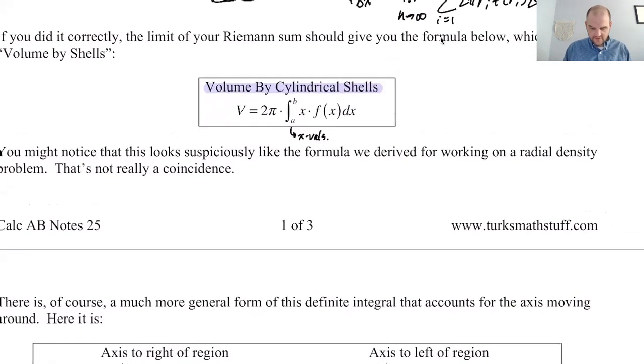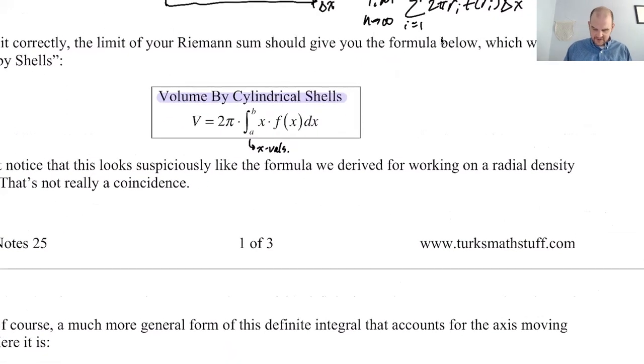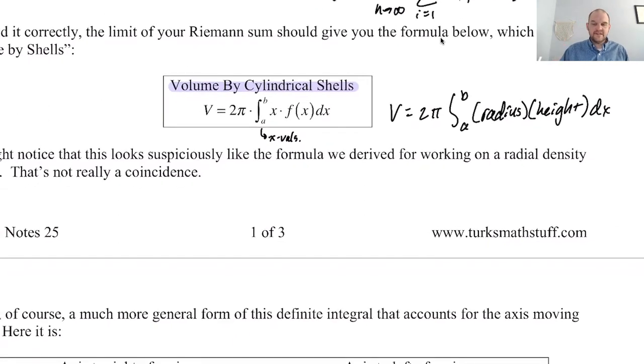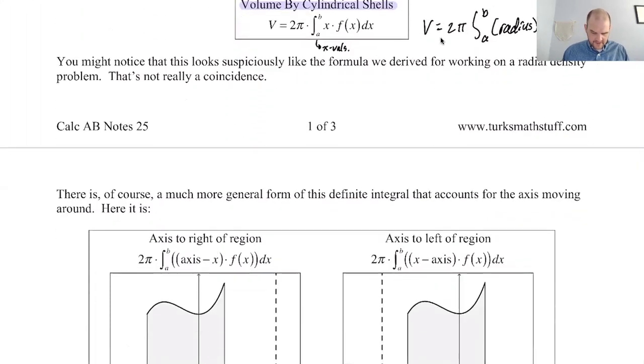So we came up with this formula, and what I wanted to do is point out that this formula can easily be thought of as volume equals 2 pi, and then the integral from a to b of the radius times the height, and then dx. So that's another way to think. That's actually how I think of it. I always think, what's the radius? What's the height? Now let's do this integral. So I always go through that process.